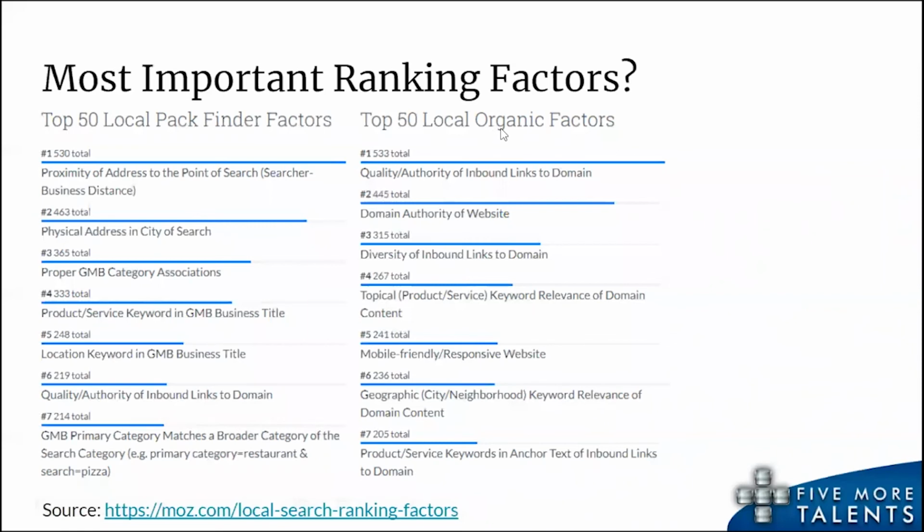Let's look at the organic factors. So a little bit different. This talks about the results that display below the map. So you can see number 1 here is the quality and authority of inbound links to the domain. Do you have multiple other quality websites, authoritative websites linking to your website? That's what number 2 relates to.